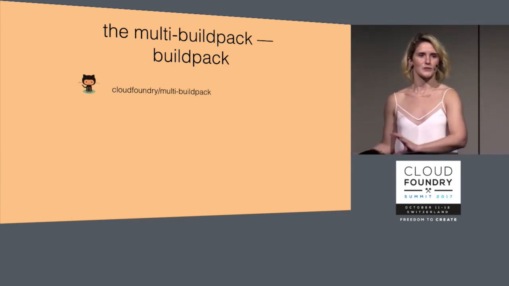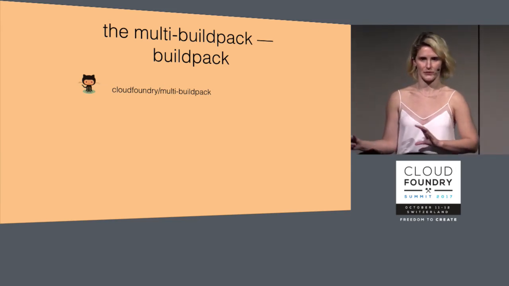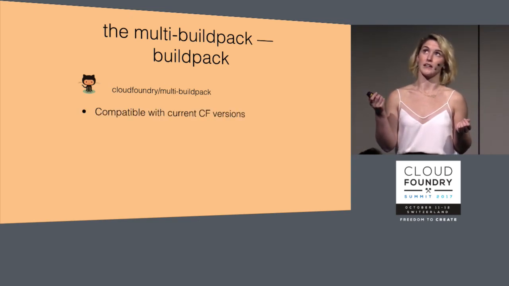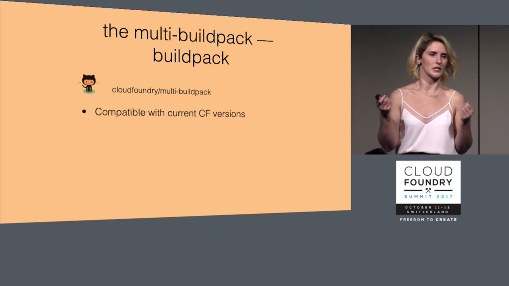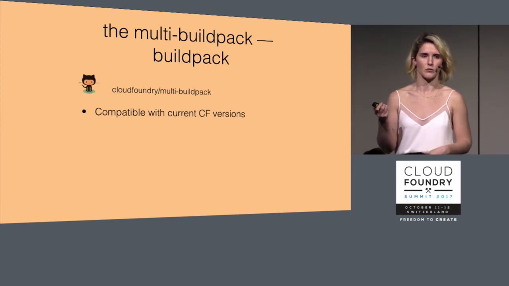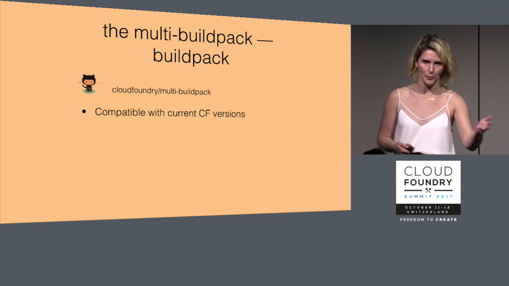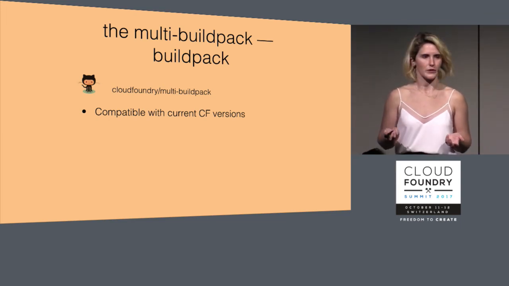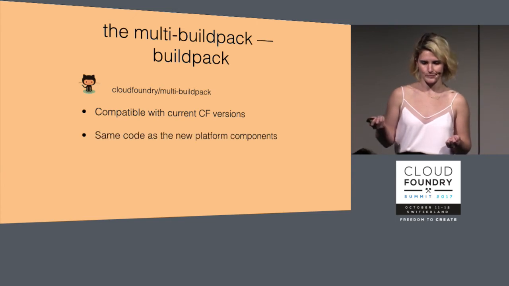lifecycle bit by bit. So it's the exact same code. It's just in a different location. And all you have to do is add a multi-buildpack YAML that lists which buildpacks you want to use, and it'll work functionally the same without you waiting for your platform to be upgraded, or for the new version of the CLI, though I still recommend you upgrade that.